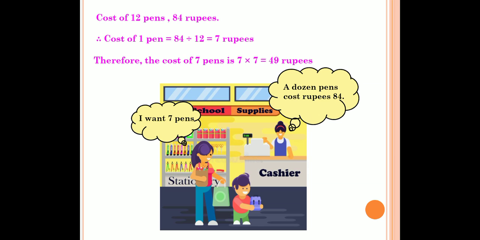So basically when you solve the unitary method, you have to remember that first you have to find the cost of one, and then you multiply it with whatever is asked in the question.